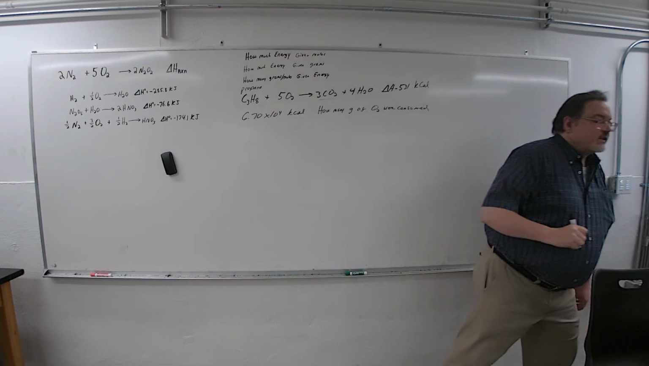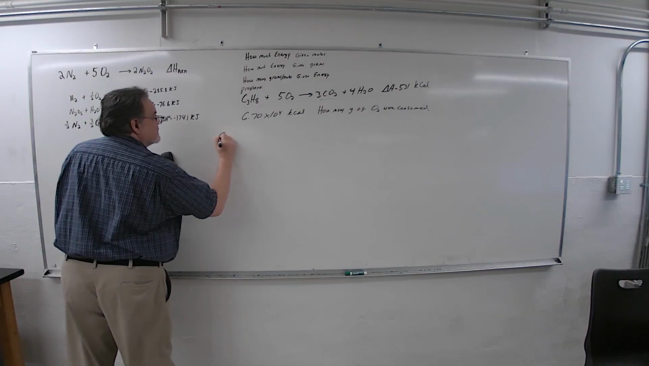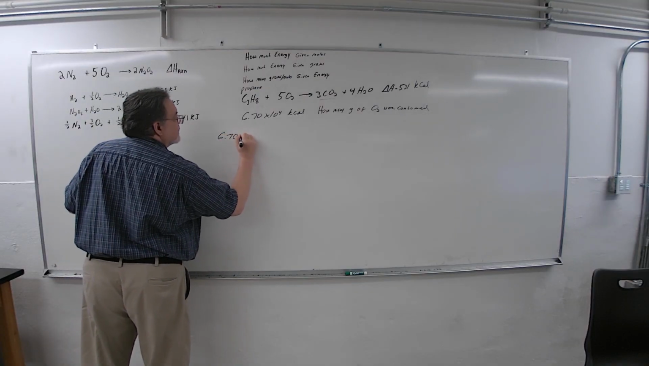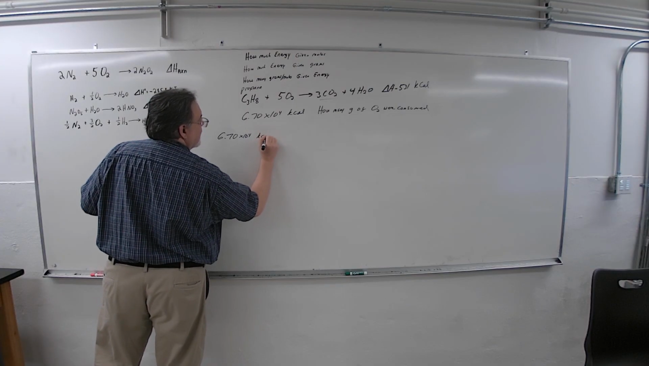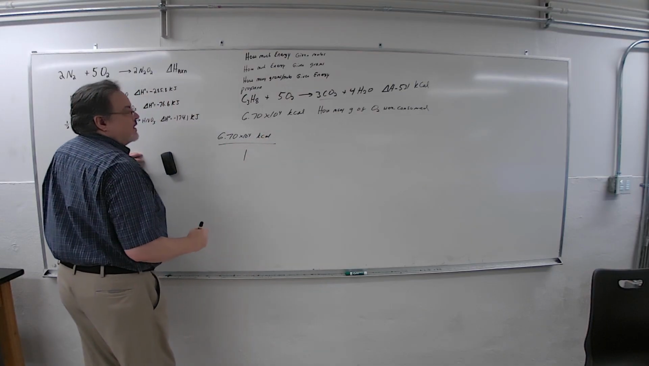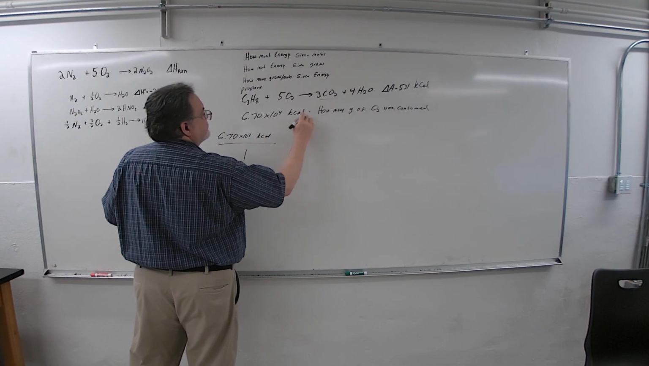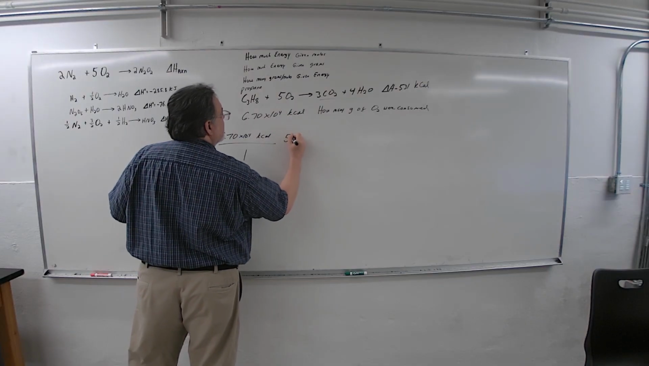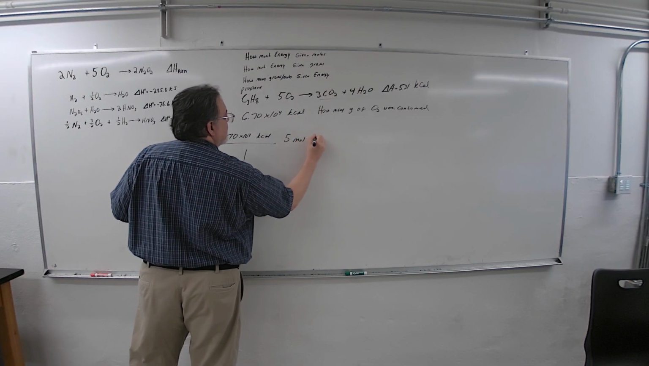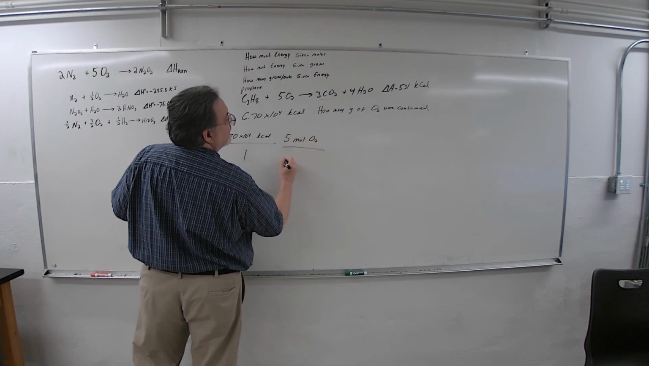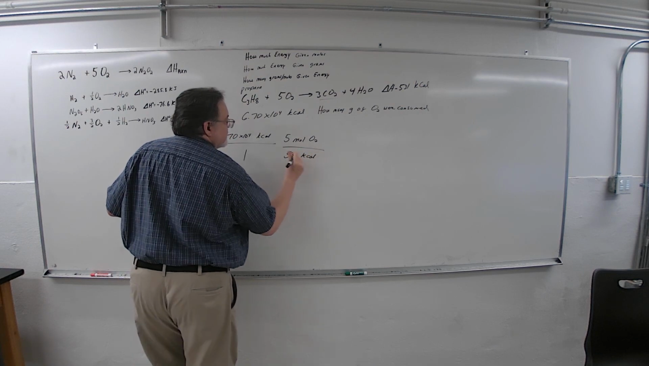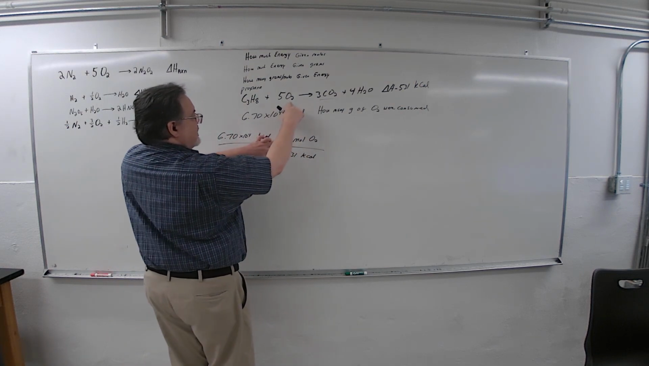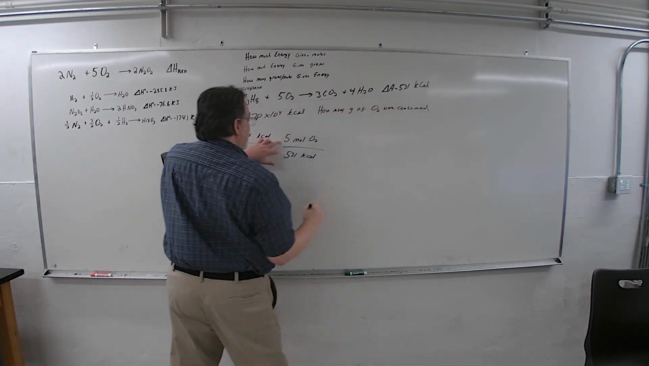This is number 6. 6.70 times 10 to the 4 kcal. We're talking about O2 here, so we have, is it 530? So there's that relationship. 5 moles of O2, 531 kcal.